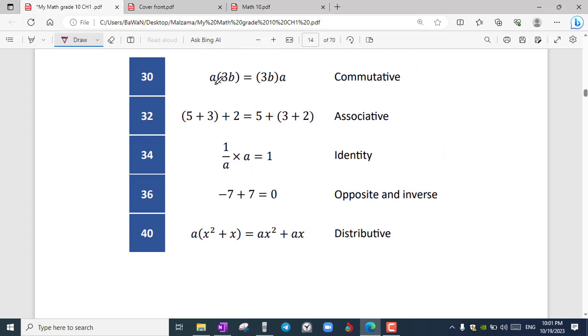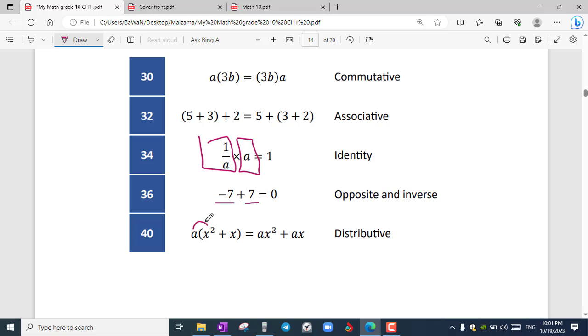These are some rules. If we say a times 3b is the same as 3b times a, this is called commutative. This is associative if you change the place of the bracket for addition. This is called identity if you multiply a number by another number. Usually if you multiply a number by the reciprocal, the result is 1. This is called identity. If we add any number to the negative of itself, the result is 0. It's called opposite and inverse.